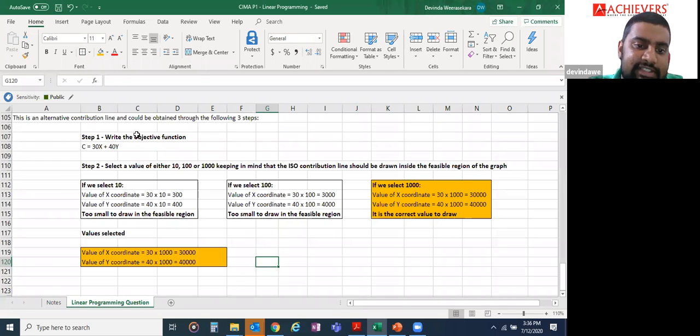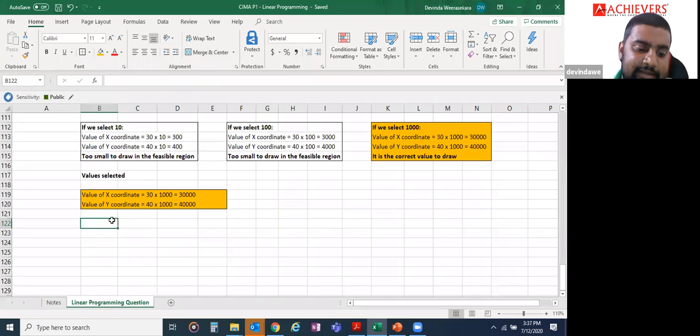Clear? So first step is to take the objective function c equals 30x plus 40y. Then step 2, for x and y, select either 10, 100 or 1000, keeping in mind that the line should be drawn inside the feasible region of the graph. So 10 was too small, 100 was also too small, 1000 was the perfect size, right? So we selected 1000. So the value of x coordinate came to 30,000, value of y coordinate came to 40,000. Clear on that so far? Any questions on that?